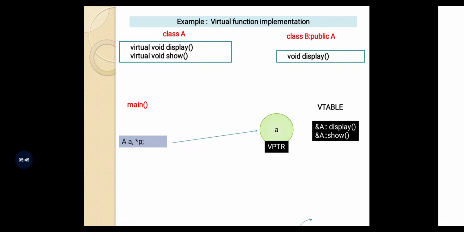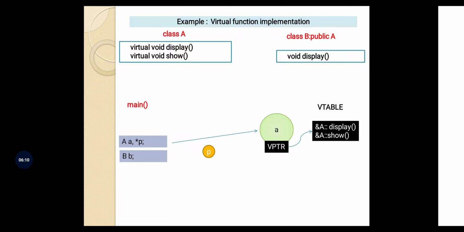This virtual pointer will be pointing to the virtual table. Now in this virtual table you have two things. One is display, which will be the display of A, and the other one is show, which will also have the address of the show of A. Right? Now let's move ahead. Now we create another pointer variable P. So this is what is happening in the first line of the code.